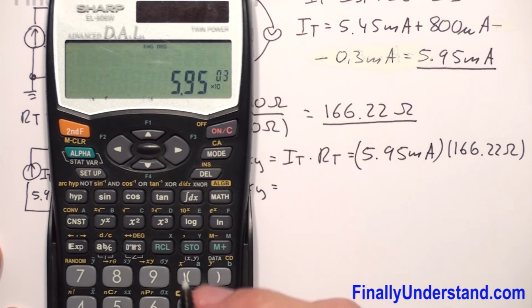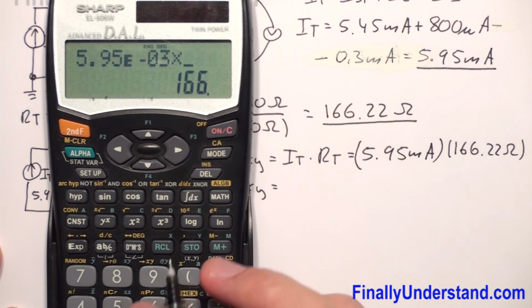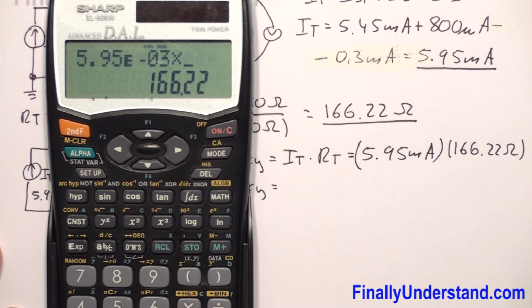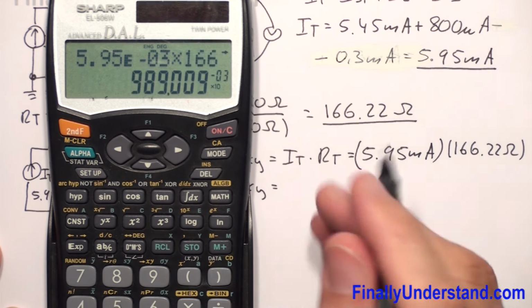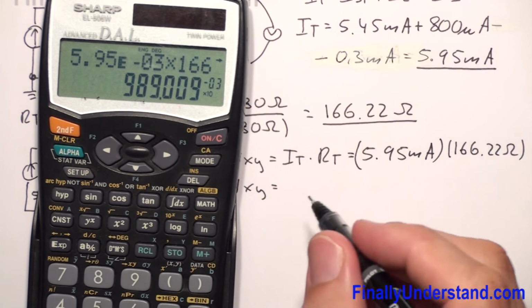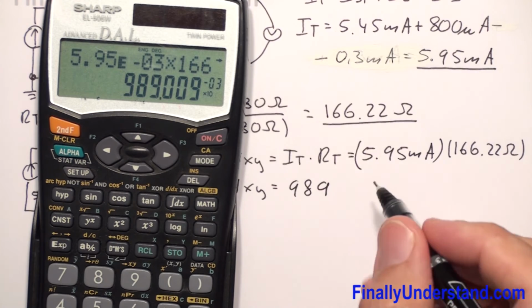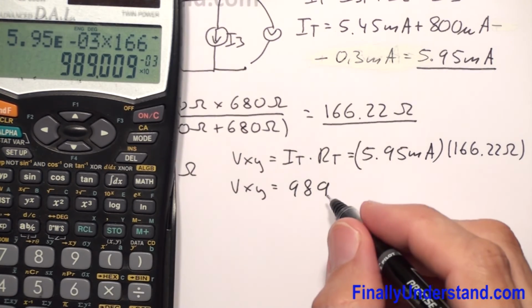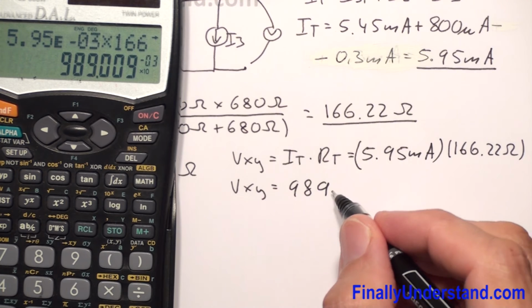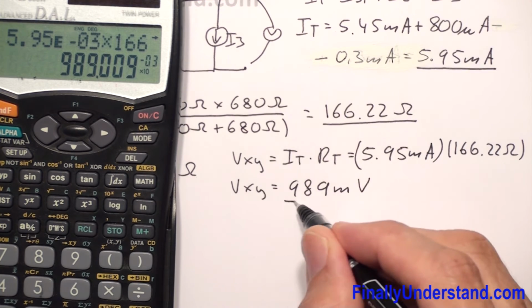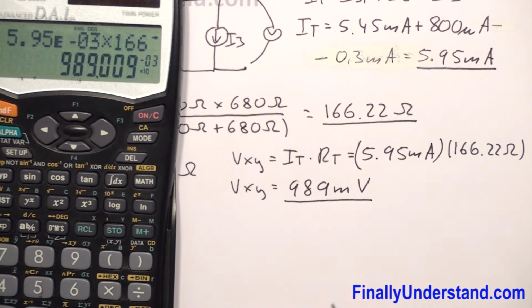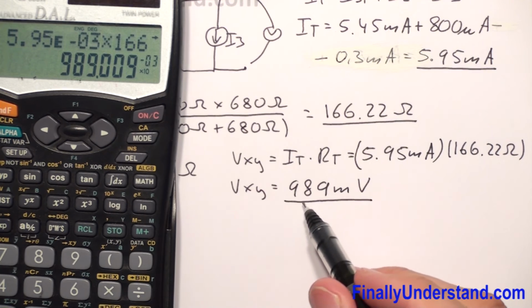So VXY is equal to 5.95 exponent 3 negative times 166.22, which is equal to 989 millivolts. Okay, VXY is equal to 989 millivolts.